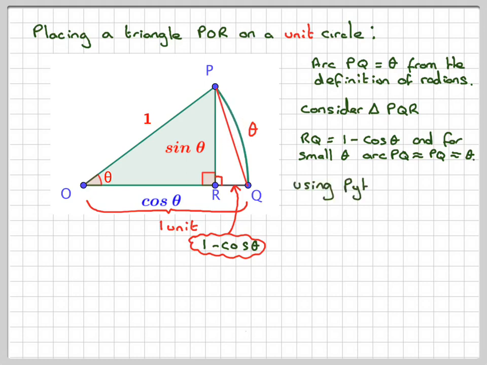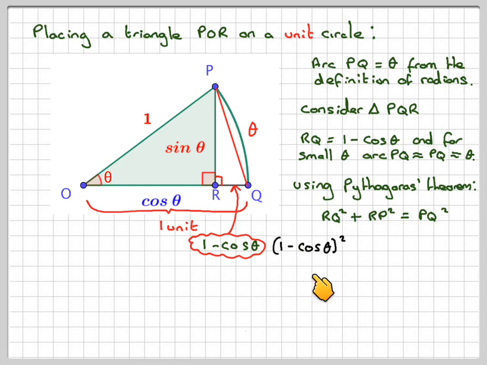Now, if we apply Pythagoras' theorem to this triangle here, we're going to have that RQ squared plus RP squared is equal to PQ squared. RQ is 1 minus cos theta, so it's 1 minus cos theta all squared. RP is sine theta, so it's going to be sine squared theta, and PQ, because these two now coincide, is theta squared. If we now expand that, we get 1 minus 2 cos theta plus cos squared theta plus sine squared theta is equal to theta squared.